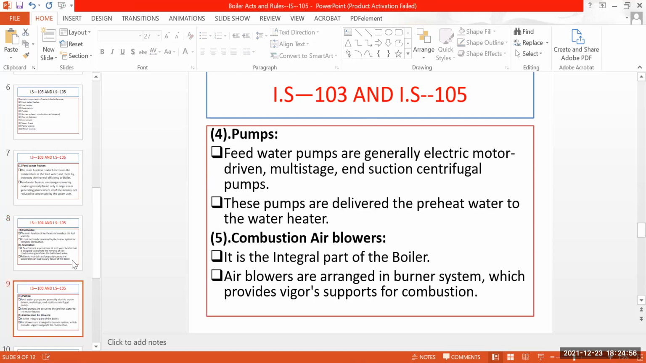And pumps, the feed water pumps are generally electric motor driven, multi-stage. You'll be having different stages of pumps, like motors. They are generally electric motors only, just to pump out whatever the source will be there. And end suction centrifugal pumps will be there.